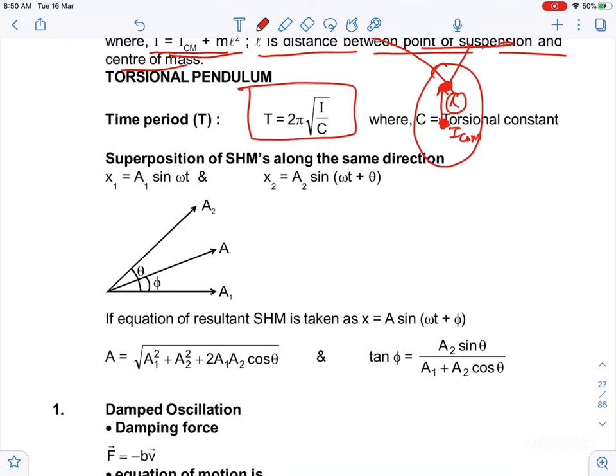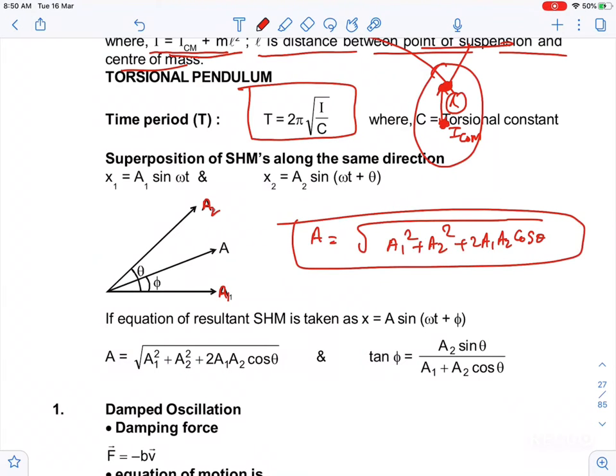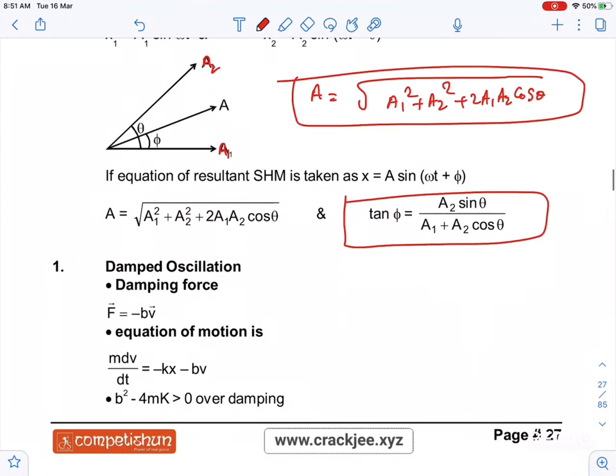Now superposition is important, guys, because superposition is just vector addition, nothing else. Suppose two vectors a1 and a2, these are performing SHM, they have written like this. So you can write resultant A is nothing but under root a1 square plus a2 square plus 2 a1 a2 cos theta. Simply you are adding like a vector. Okay, and tan theta, the angle, is what? B sin theta upon A plus B cos theta. So this is added like a vector.